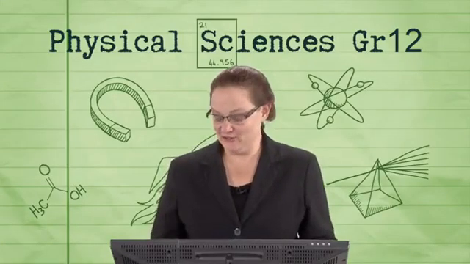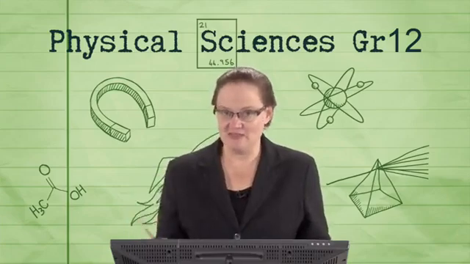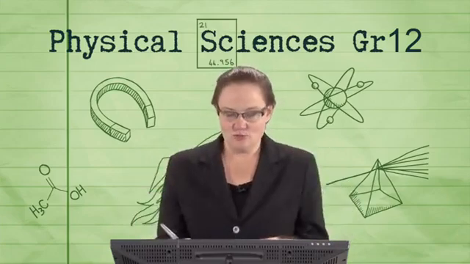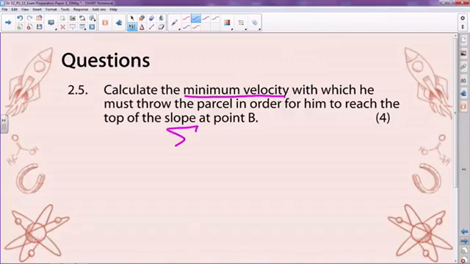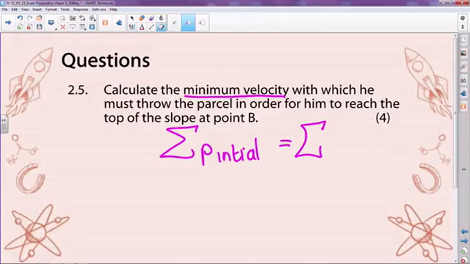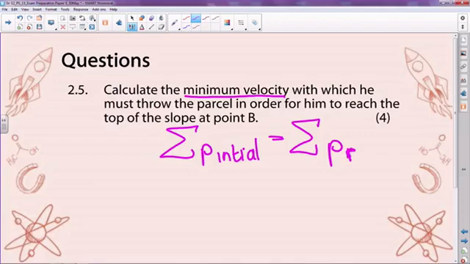So, grade 12, let's see how you did. This question is a momentum question. One object became two. So that means we have to start with the fact that we're going to use the sum of the momentum initially is equal to the sum of the momentum final.